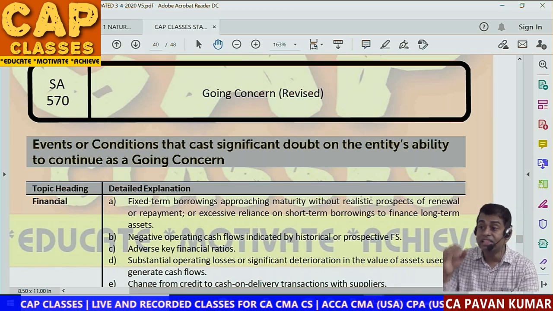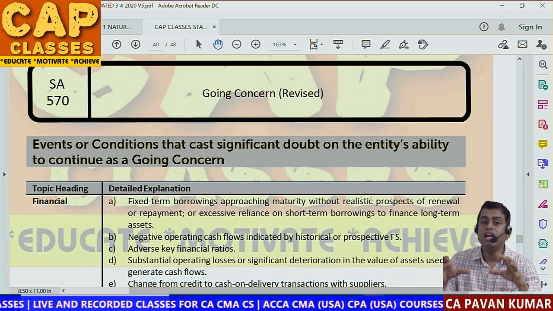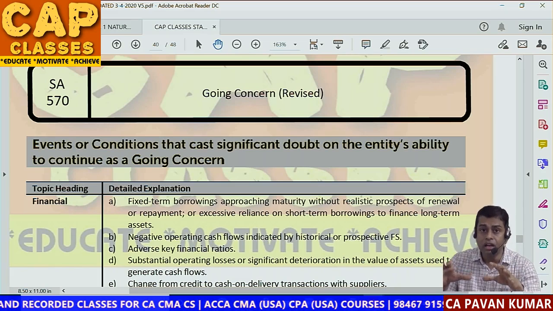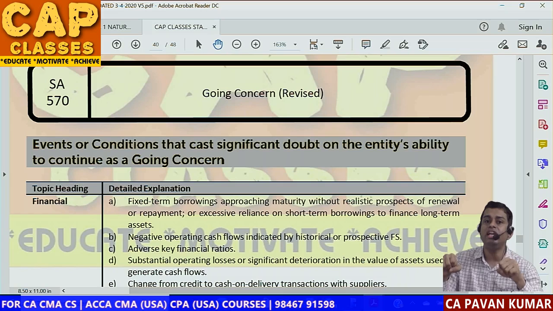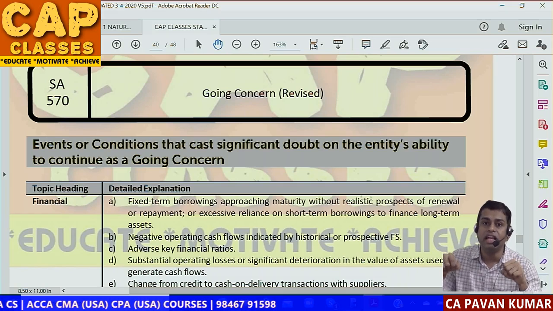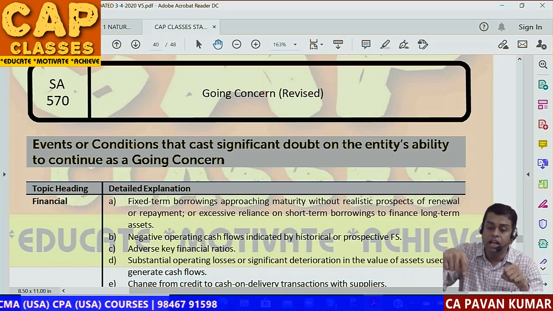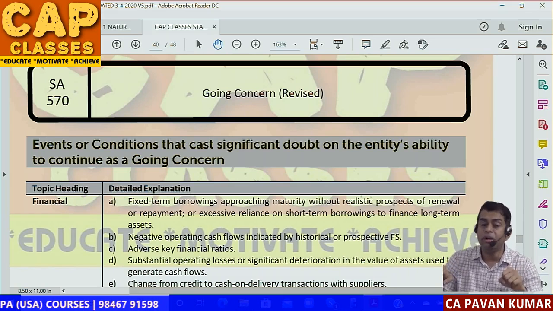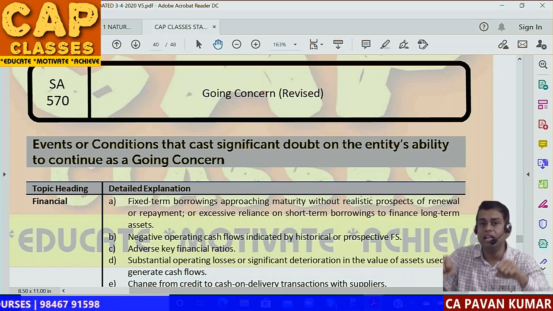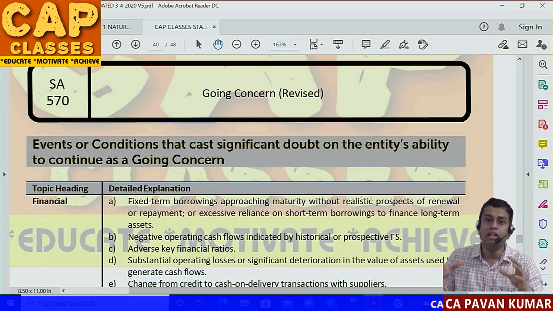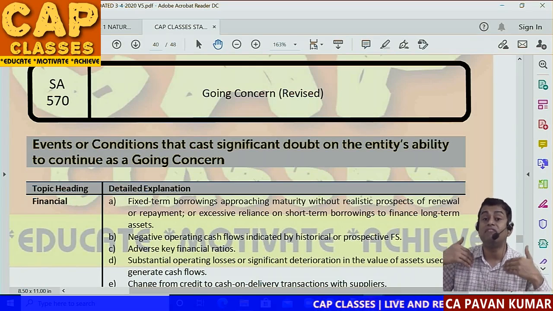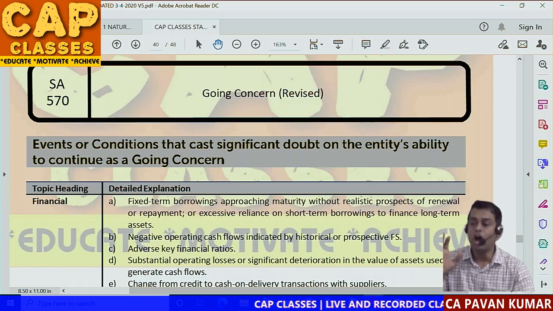But if these indicators are there, the auditor will reduce the speed of the vehicle, stop the vehicle if required, and wait and see whether the management will fall in the pit or can handle the bump and continue its life. So the auditor will observe whether the management is going to fall in this indicator or can survive this indicator. What are the indicators?